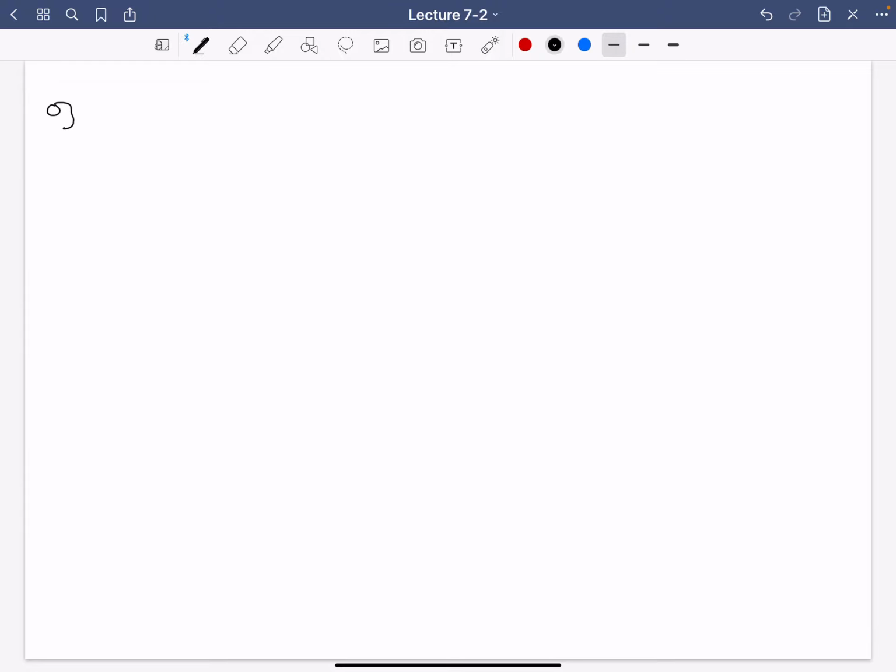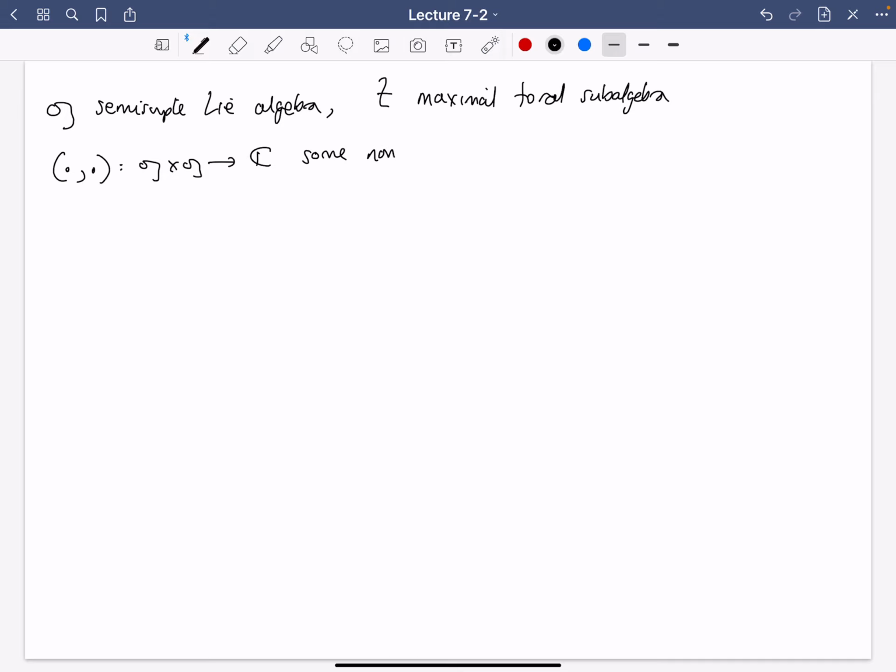So now we're in the setup that G is going to be a semi-simple Lie algebra, and I'm going to fix a choice of T, a maximal toral subalgebra. And I'm going to just write round brackets for some non-degenerate symmetric invariant bilinear form on G. Of course, I have in mind that it's the Killing form, but it's handy to allow a little bit more freedom in choosing this form. When I work with classical Lie algebras, I much prefer to work with the trace form tau, and that's just as good for our current purposes.